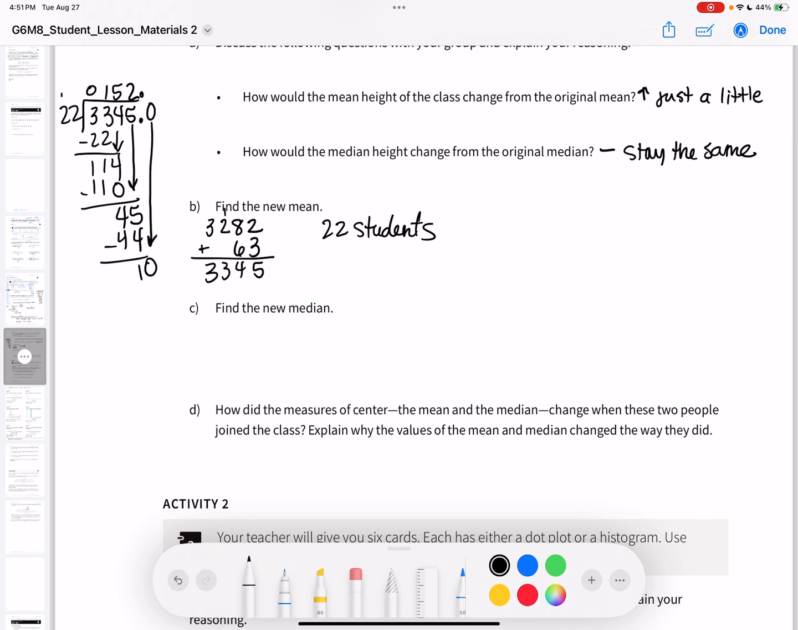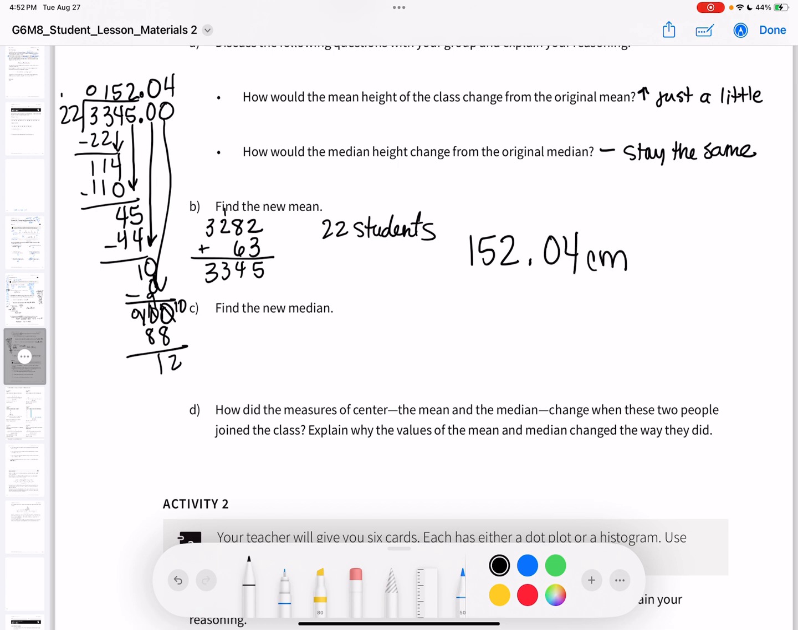Bring that down. Add the decimal. Ooh, 22 goes into 10 0 times. So that's a 0. Add another 0. Bring that down. 22 goes into 100 4 times. 4 times 2 is 8. 4 times 2 is 8. 10 minus 8 is 2. 9 minus 8 is 1. We're going to stop there because we're only going to go out to 2 decimal places, because this one actually goes out to 6 decimal places. That's enough. So our new mean is 152.40 centimeters.